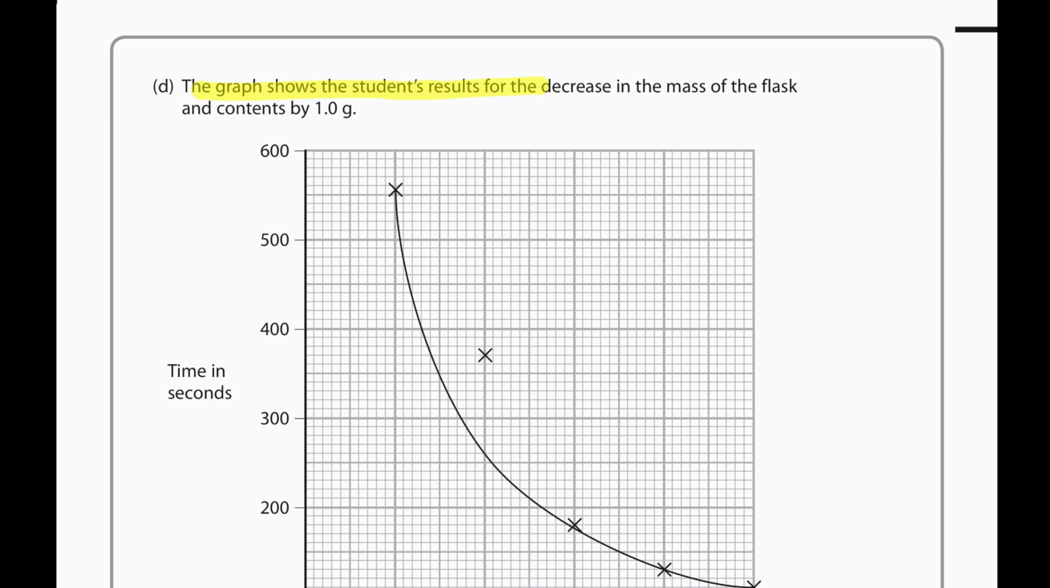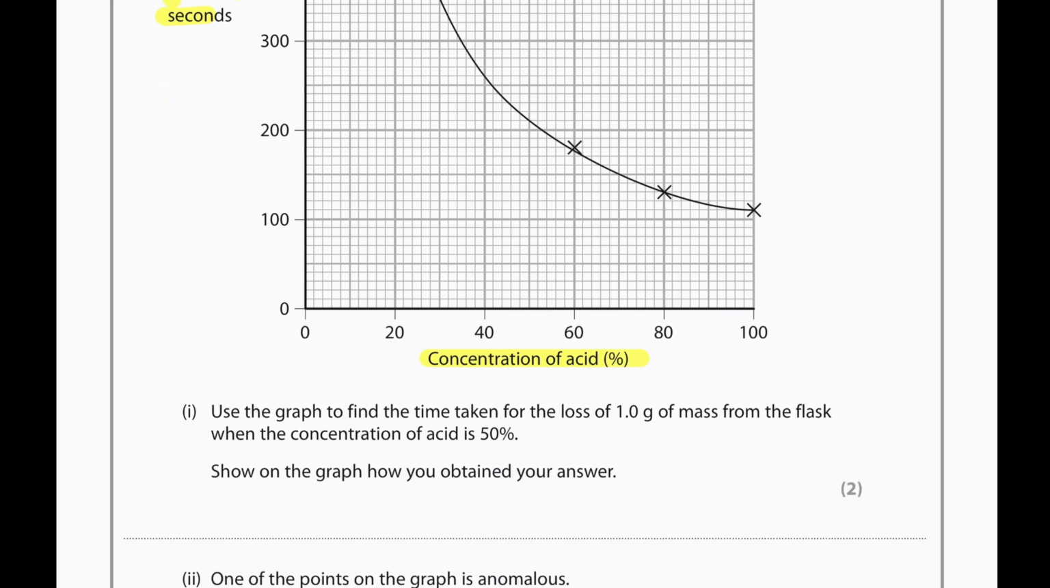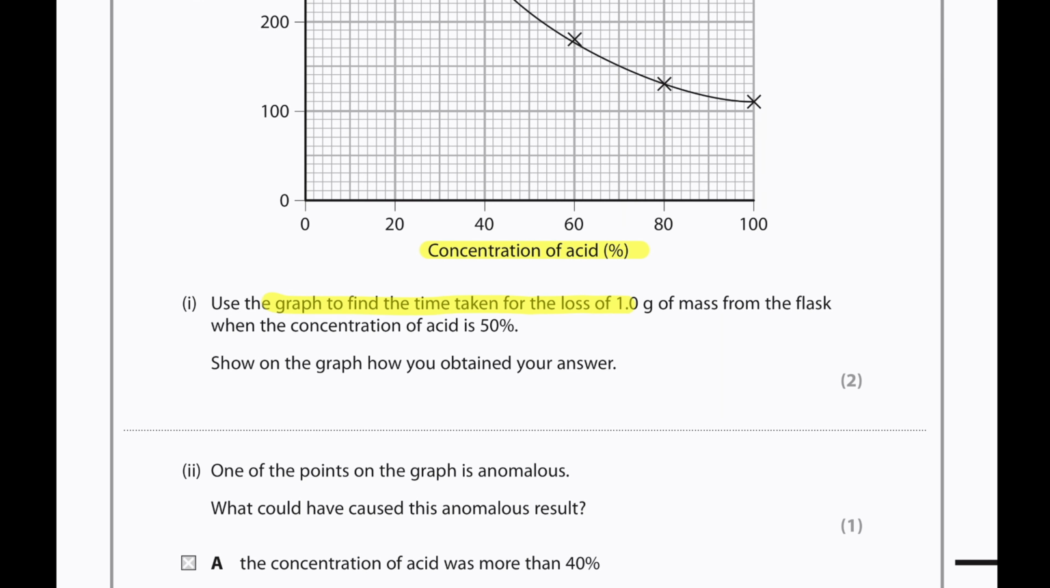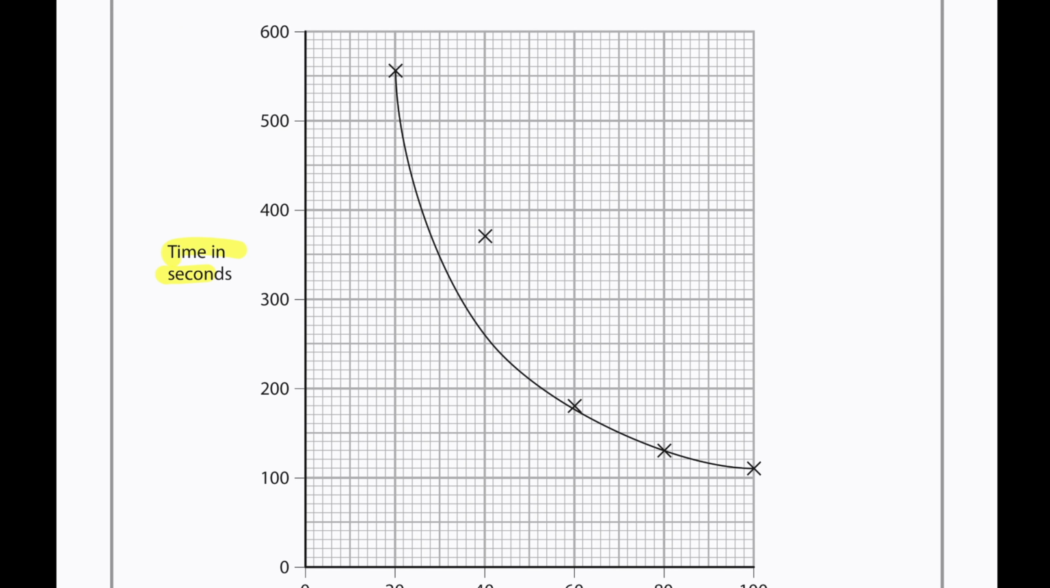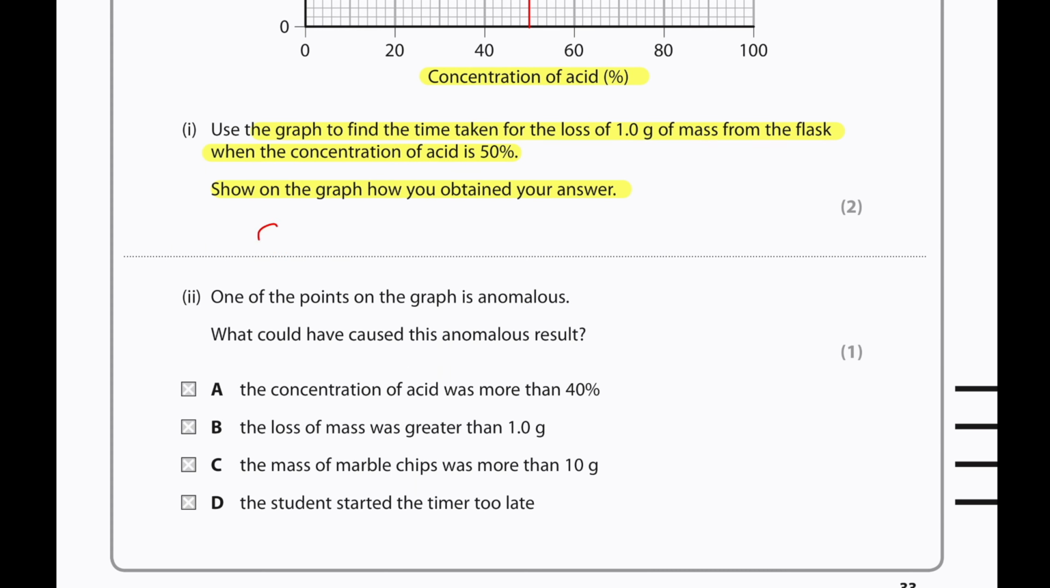The graph shows the student's result for the decrease in the mass of flask and the contents by 1 gram, time in seconds, and concentration of acid. Use the graph to find the time taken for the loss of 1 gram of mass from the flask when the concentration of acid is 50%. Show on the graph how you obtained your answer. So when they say show on the graph, we must extrapolate. So the concentration of acid is 50%. We will draw a line and then we will extrapolate to find out the time, which is 210 seconds.